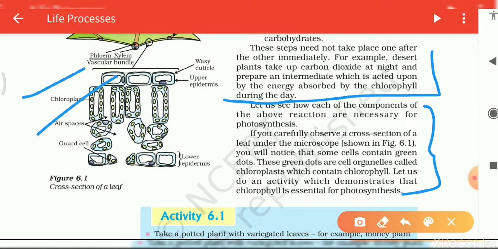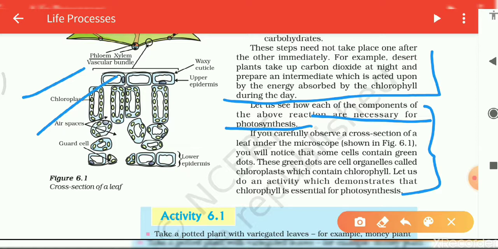Then you will not ignore this diagram also. This diagram is very important here. Now see here, in this one it is written: let us see how each of the components of the above reaction are necessary for photosynthesis. This is very important. Okay, components means parts of this one.